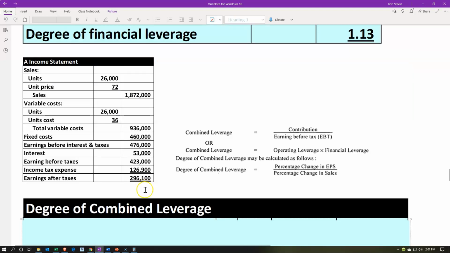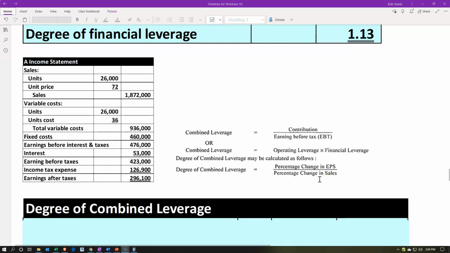Now, there's a couple ways that we can do this. One way is we can take the operating leverage and multiply it times the financial leverage. We can simply multiply those two together, and we'll get our degree of combined leverage. Or we can take the contribution margin divided by the earnings before taxes, which we'll calculate here. So we'll do both of these two calculations. And then we have the percent change.